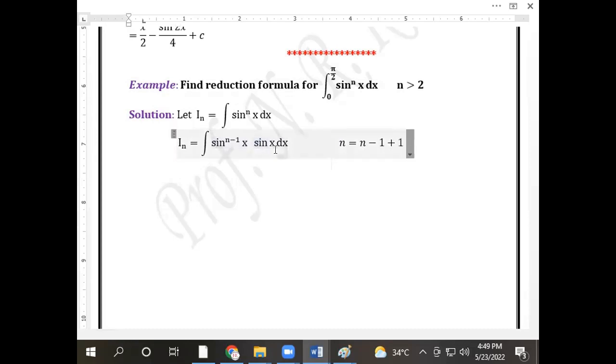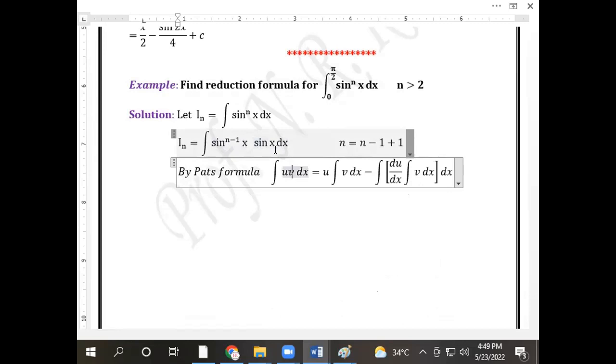We have to use integration by parts here, and we know the formula of by parts. If u and v are functions of x and we have to find the integration, the formula is: keep u as it is, take the integration of v with respect to x, then subtract the integral of the derivative of u with respect to x multiplied by the integration of v with respect to x, with the whole term integrated with respect to x. This is the general formula of integration by parts.